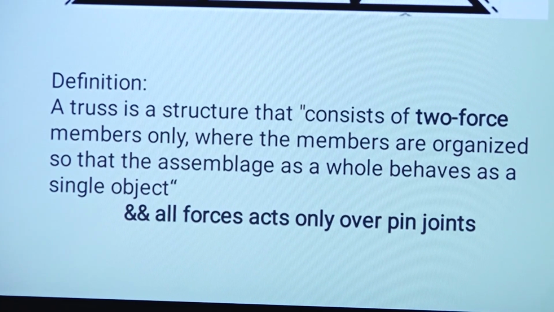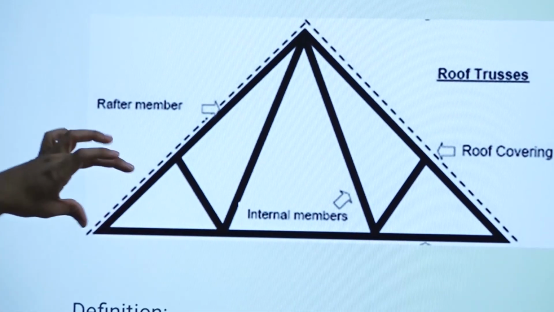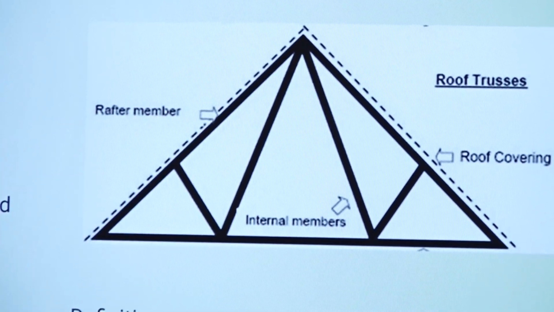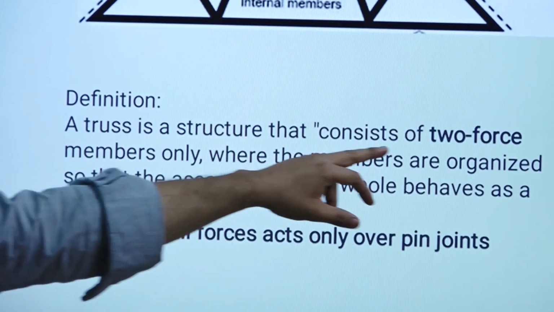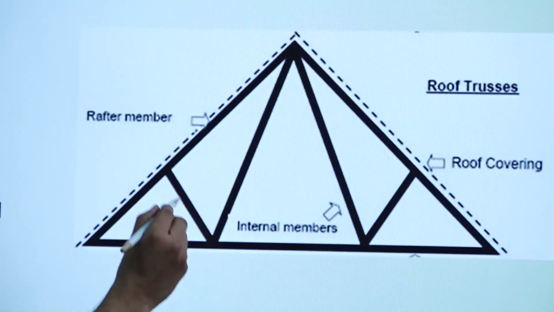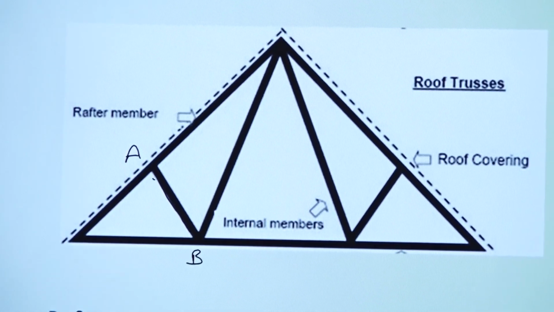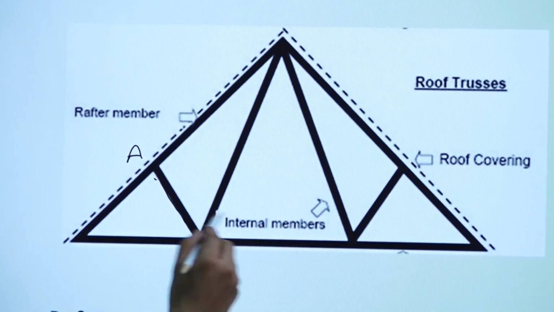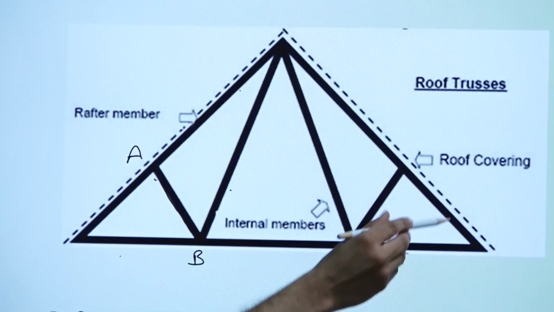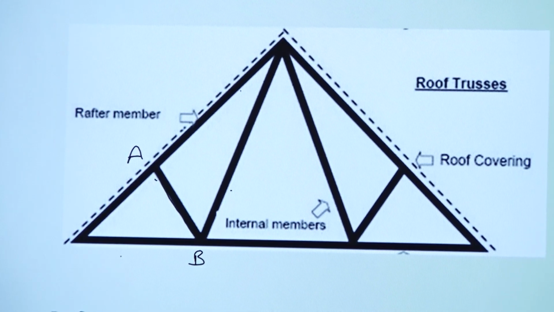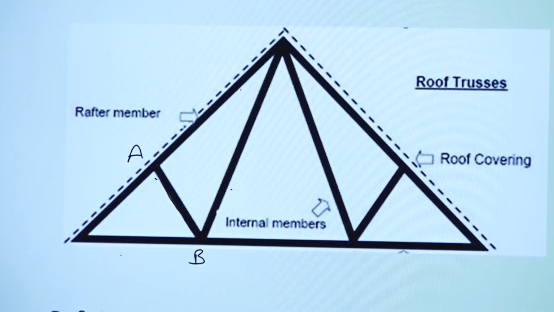In simple language we can say that a truss is an assemblage of two force members. Suppose this is a member from point A to point B, it is only a 2 force member, right? Whichever member you take here, 1, 2, 3, 4, 5, 6, 7, 8, 9, all these are 2 force members, and all these members are connected with pin joints. We know one property already from the previous class, that a pin joint will not transfer bending moment, it will transfer only force, right?